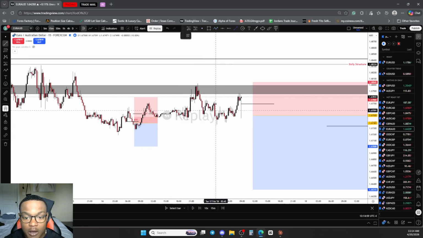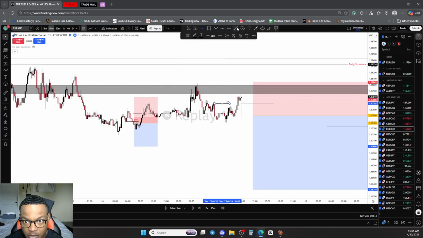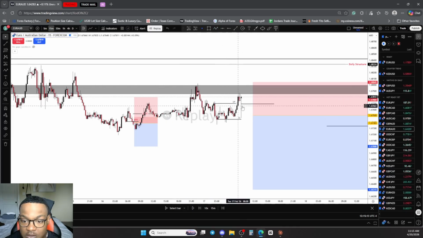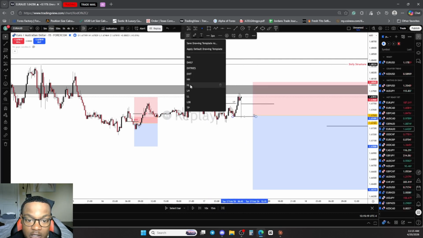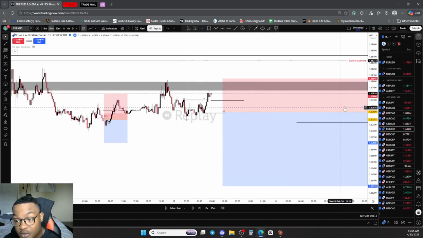I like to mark off my lower highs and lower lows. It's just easier for me to identify structure. So I see that the break of structure took place, breaking out of this lower high, now forming my new higher low being here. So now I see that price is bullish on the 15-minute.